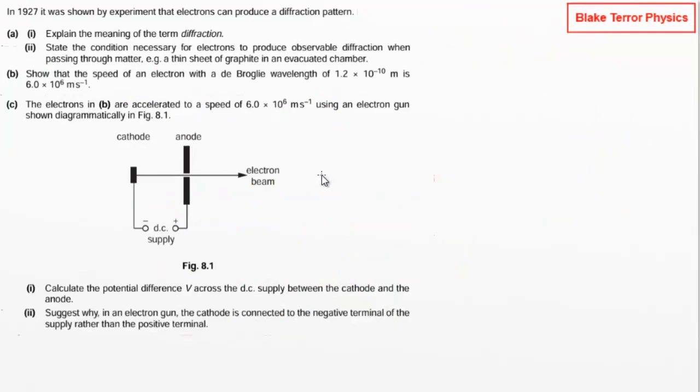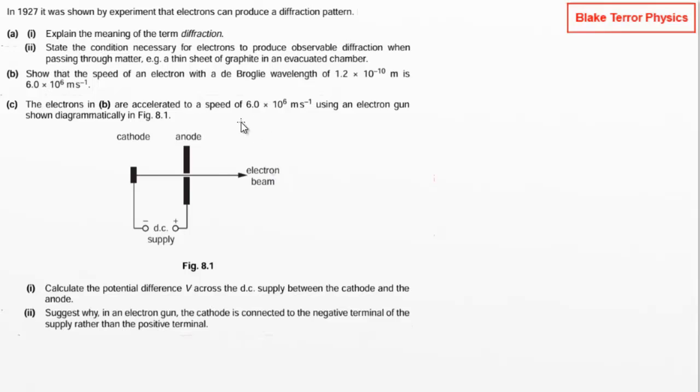Next one up: in 1927, it was shown by experiment that electrons can produce a diffraction pattern. Explain the meaning of the term diffraction. This is going back to our wave section. It is the spreading out of a wave after it passes through a gap. I can't be bothered to write that out because he's done that loads of times in the wave section, but yes, the spreading out of a wave after it passes through a gap.